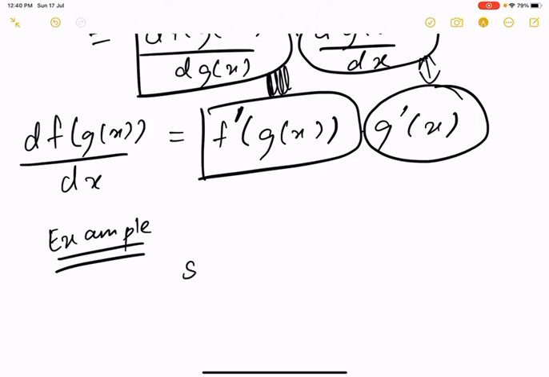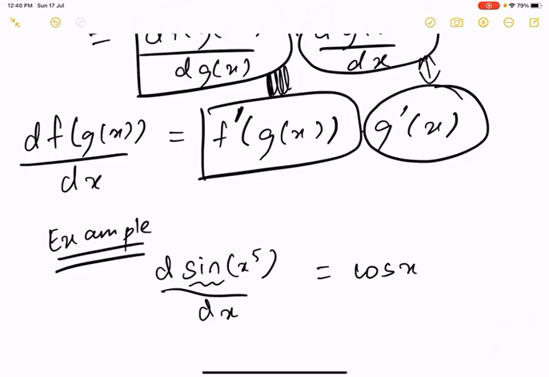Let's say find the derivative of sine of x raised to 5. Now can you say inside sine there is one more function? You read from left to right, correct? So the first thing that you read is sine. Now what is the derivative of sine? It is cos. Now can I say cos x? No, I cannot say cos x, because it is the derivative of sine of x raised to 5. So this will be cos of x raised to 5.